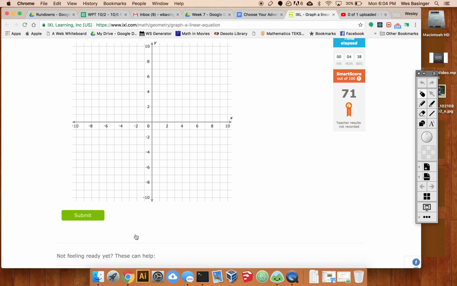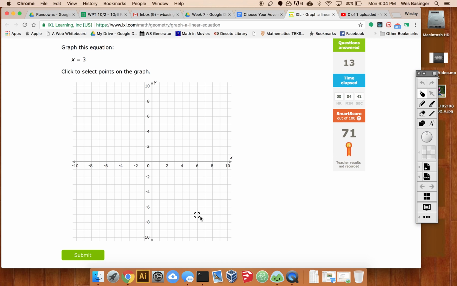Okay, so if you get stuck, let me know. There's some great resources that I can point you to that will help you, but hopefully that's enough to get you going.